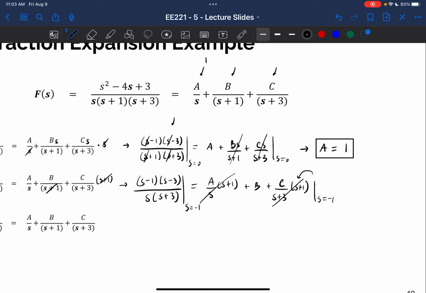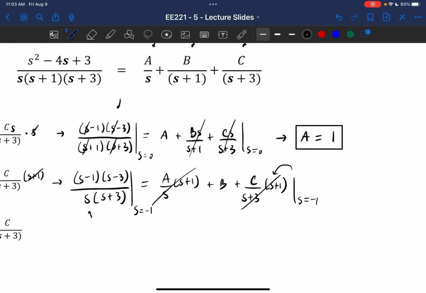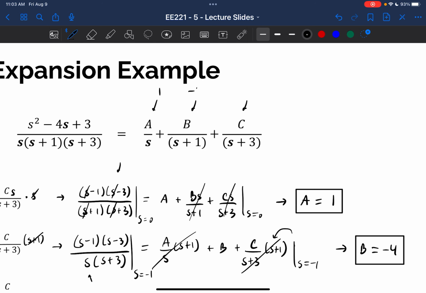Pretty straightforward. So I say -1 on s right here. That's -1 times 2 on the bottom gives me -2. The top is going to be -2 times -4 is 8. So 8 over -2 gives me -4. So B is going to be -4. And so -4 is my value for B in my partial fraction expansion.